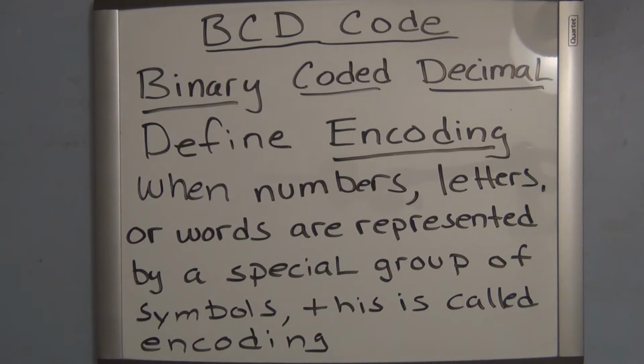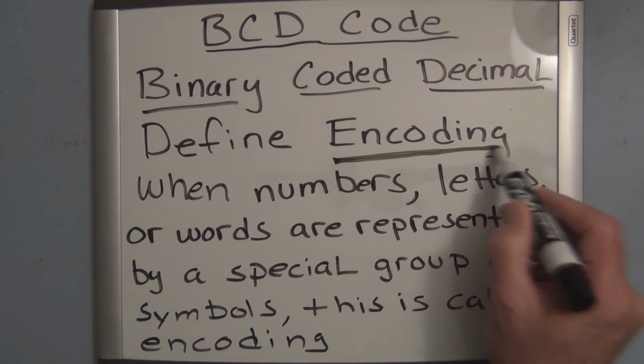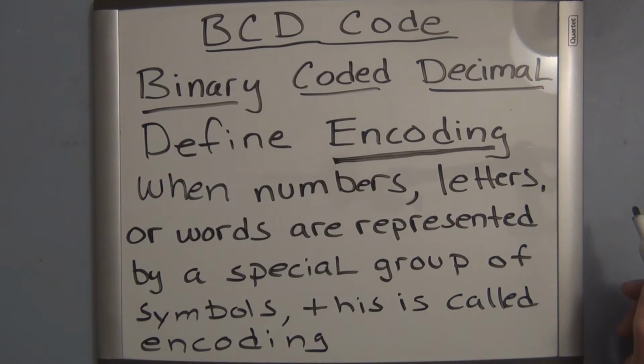This video is going to cover the topic of BCD code, binary coded decimal. But before we get into that, let's define encoding. Encoding is when numbers, letters, or words are represented by a special group of symbols. This is called encoding.